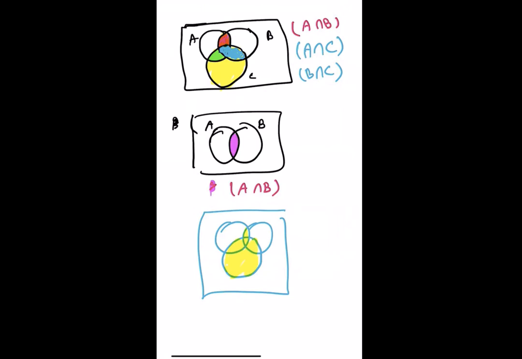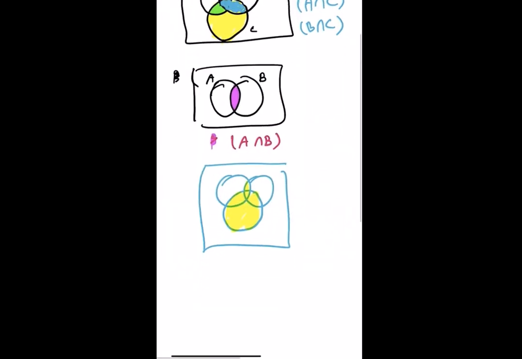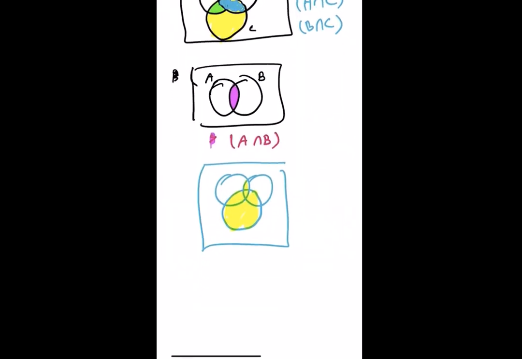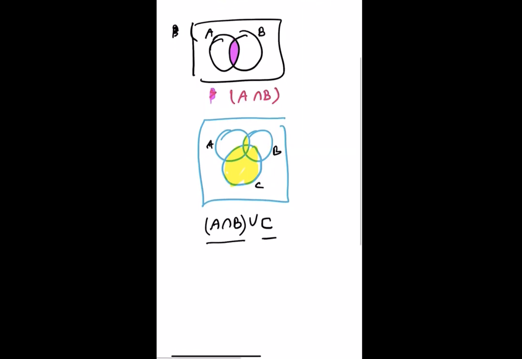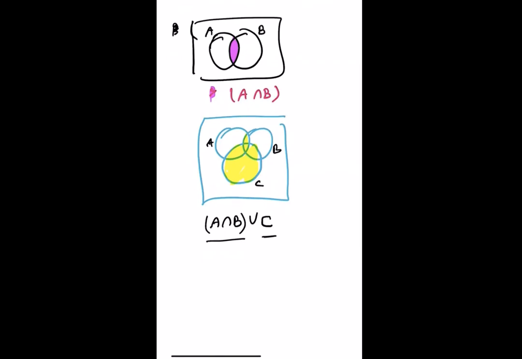Okay. Now, in this one, what are the things that you see in this? So it's the total of C and then A intersection B. Okay, A intersection B is there and the total of C is there too, right? So what should I put between A and B? Intersection or union? Union. Okay, so that's union. So you're good with that.